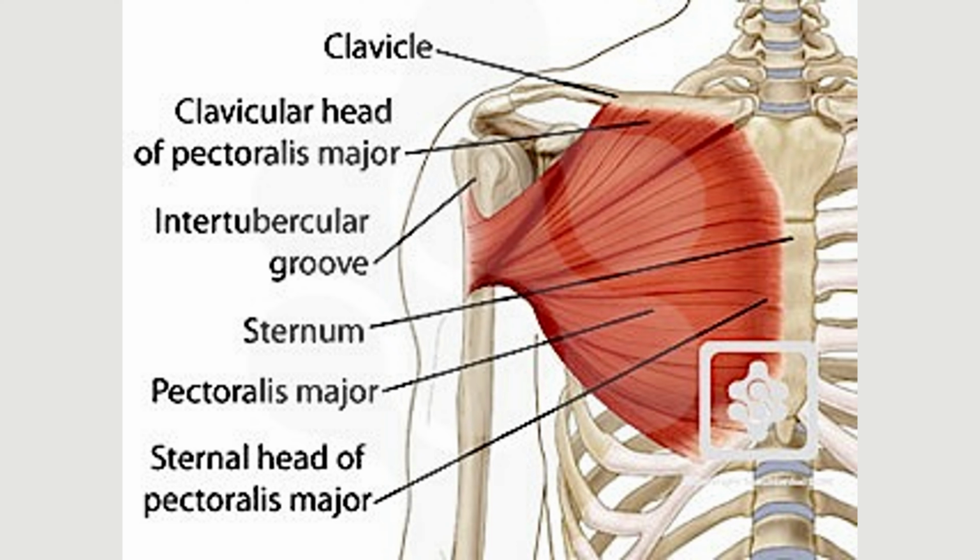After taking origin from the 2 heads, it gets inserted into the lateral lip of the bicipital groove, which is on the humerus, and it is supplied by the medial and the lateral pectoral nerves, which have root value C6, C7, C8, and T1. The action of the muscle, as clear from its pull from the insertion point, is adduction and medial rotation of the arm. So the primary action of pectoralis major is adduction, that is, the arm will come close to the body or the trunk. Now the clavicular head is also involved in flexion of the arm at the shoulder.